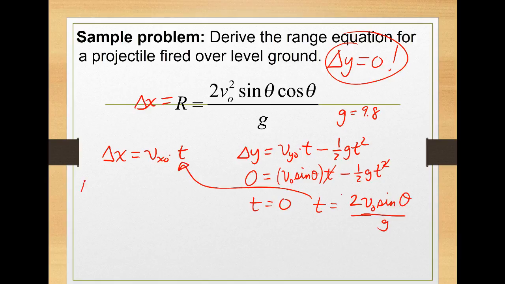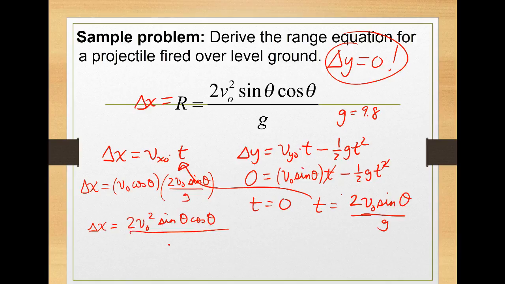So we get delta x is Vx naught, but that's really V naught cosine theta, and then t is going to be 2 V naught sine theta over g. So that's going to simplify a bit into 2 V naught squared sine theta cosine theta over g, which is what we want. Okay, so that's our equation for range.